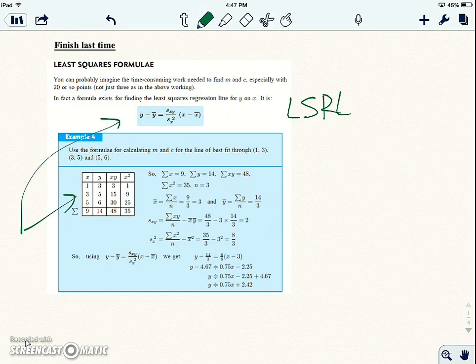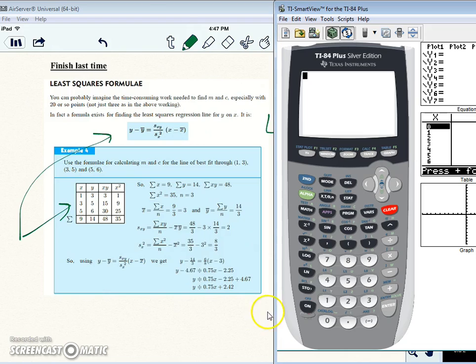I am going to show you on the video. We were going to do it in class, but we ran out of time. And so follow along if you have a calculator. Otherwise, just make sure you take notes. So what we need to do, okay, go ahead and turn your calculator on.